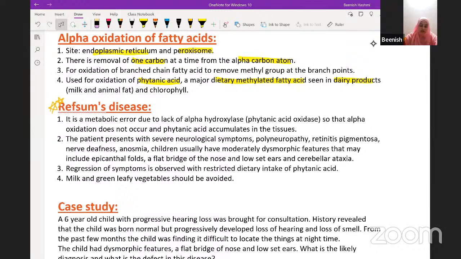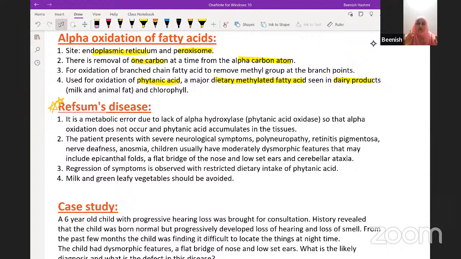Now let's see what is Refsum's disease. There is a particular enzyme that is defective in alpha oxidation, which causes Refsum's disease. Okay, so basically you do not need to know the pathway. Therefore, I haven't even included the picture because that's almost never asked. For beta oxidation, the pathway is important, and you will be asked about that. But for alpha oxidation, it is basically the clinical aspects, and the cycle as such is never really asked. So I haven't even included it.